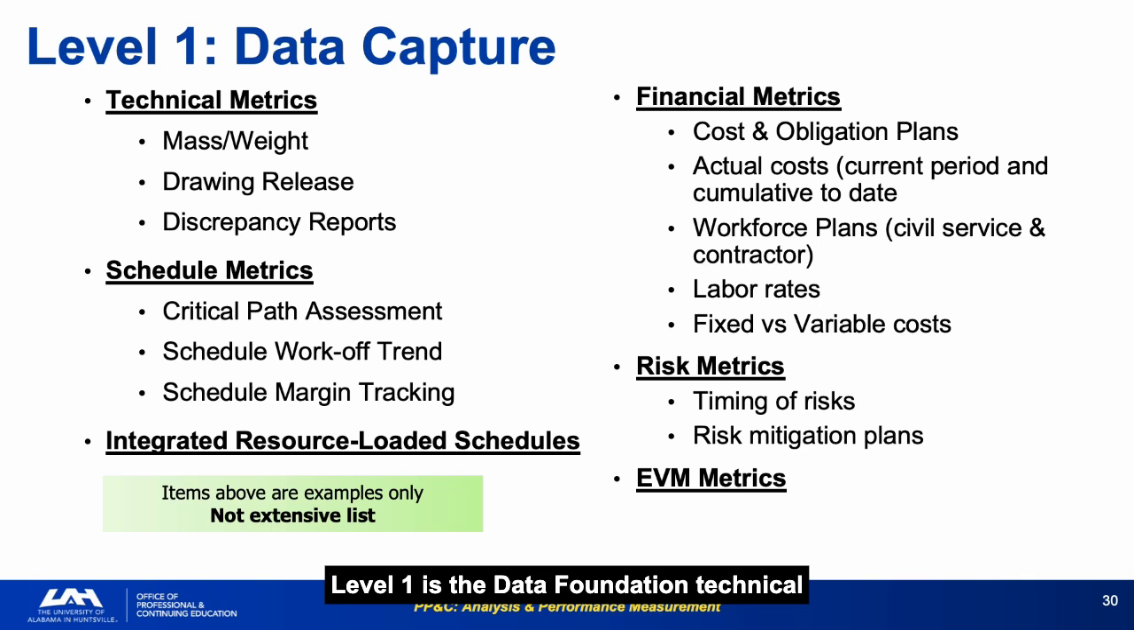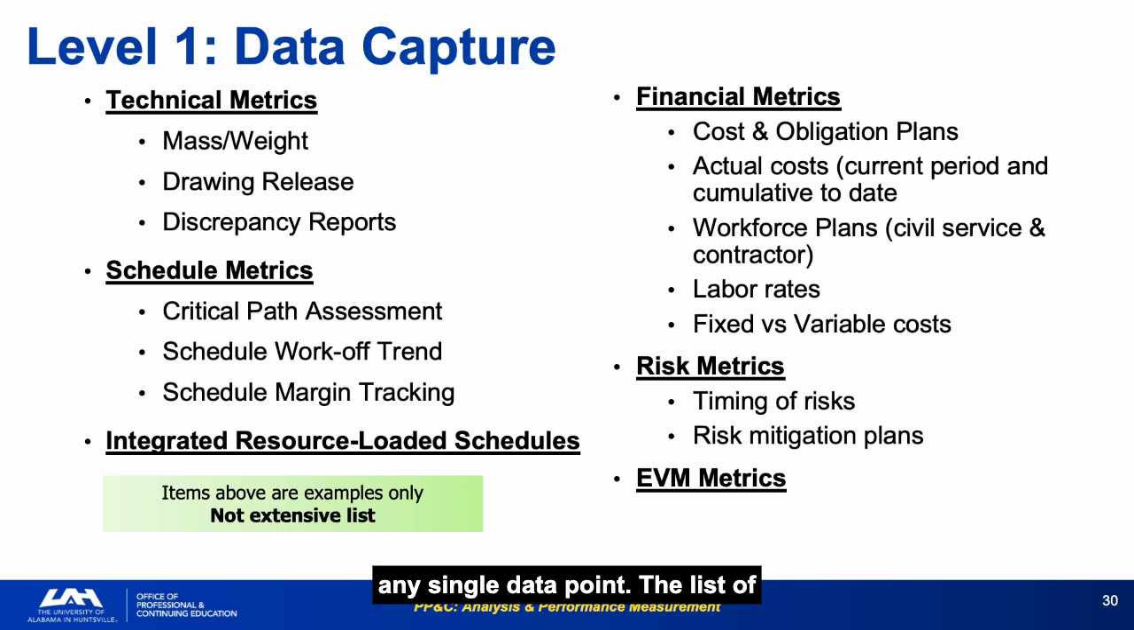Level 1 is the data foundation. Technical metrics, schedule metrics, financial metrics, risk metrics, and EVM metrics collected at the start of each monthly control cycle. Graphing these metrics immediately provides a trend picture. Trends tell you the direction a project is headed, which is more valuable than any single data point.